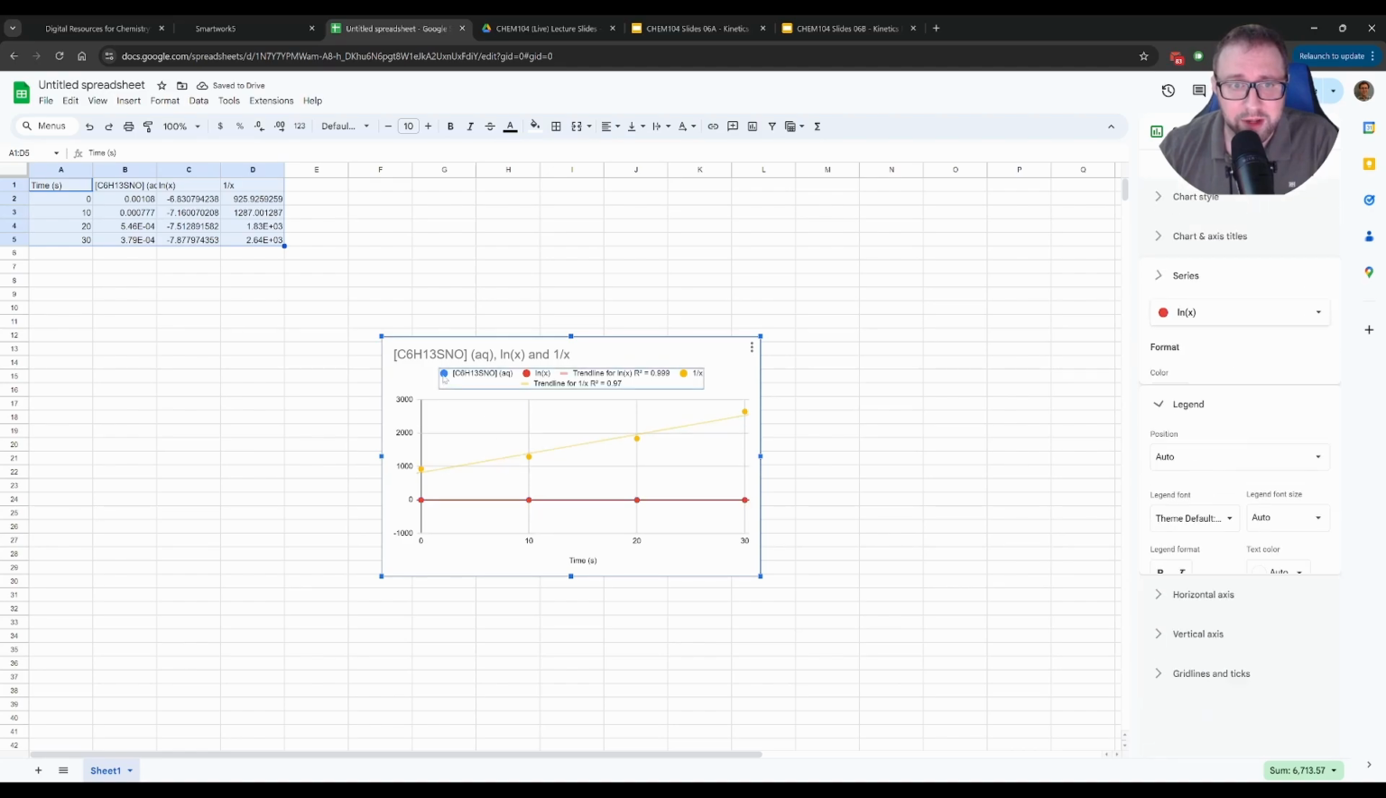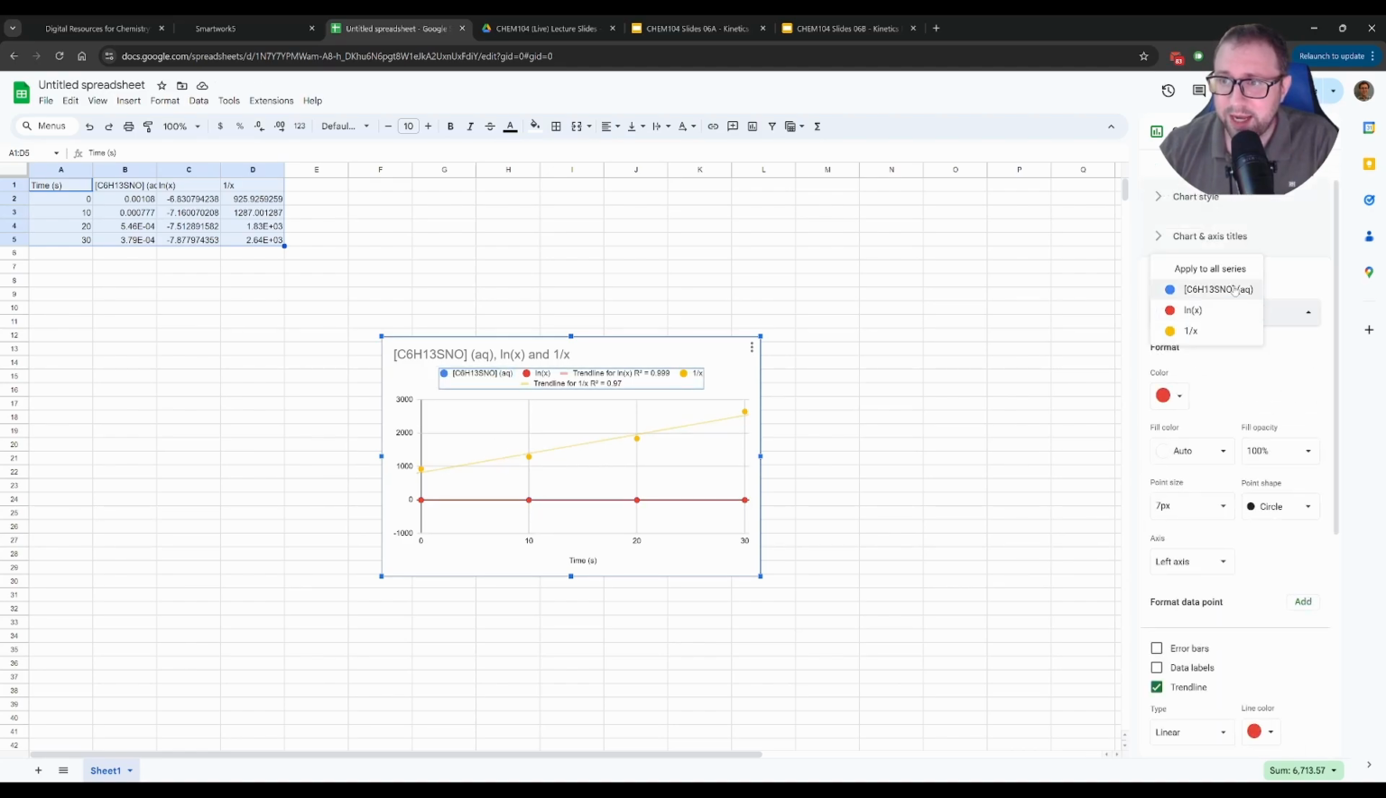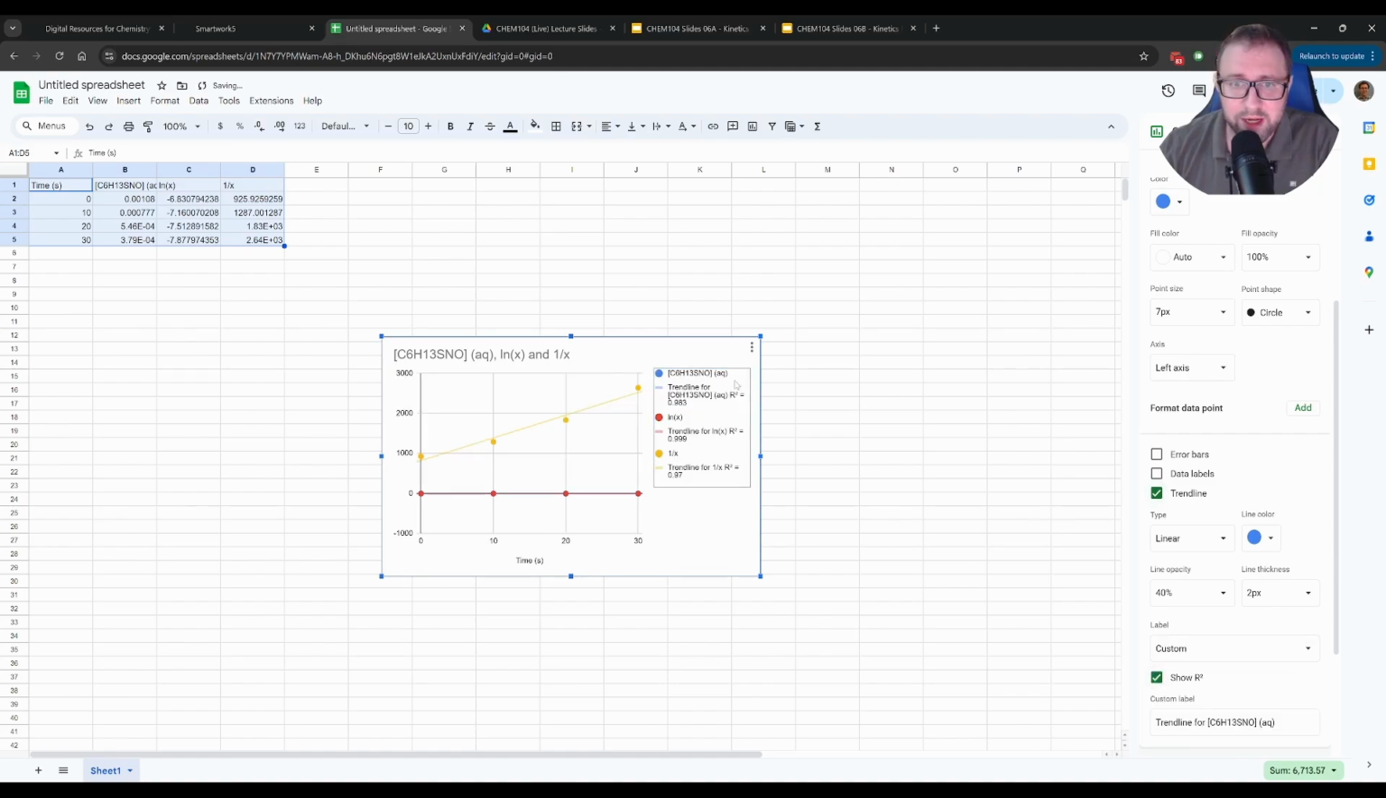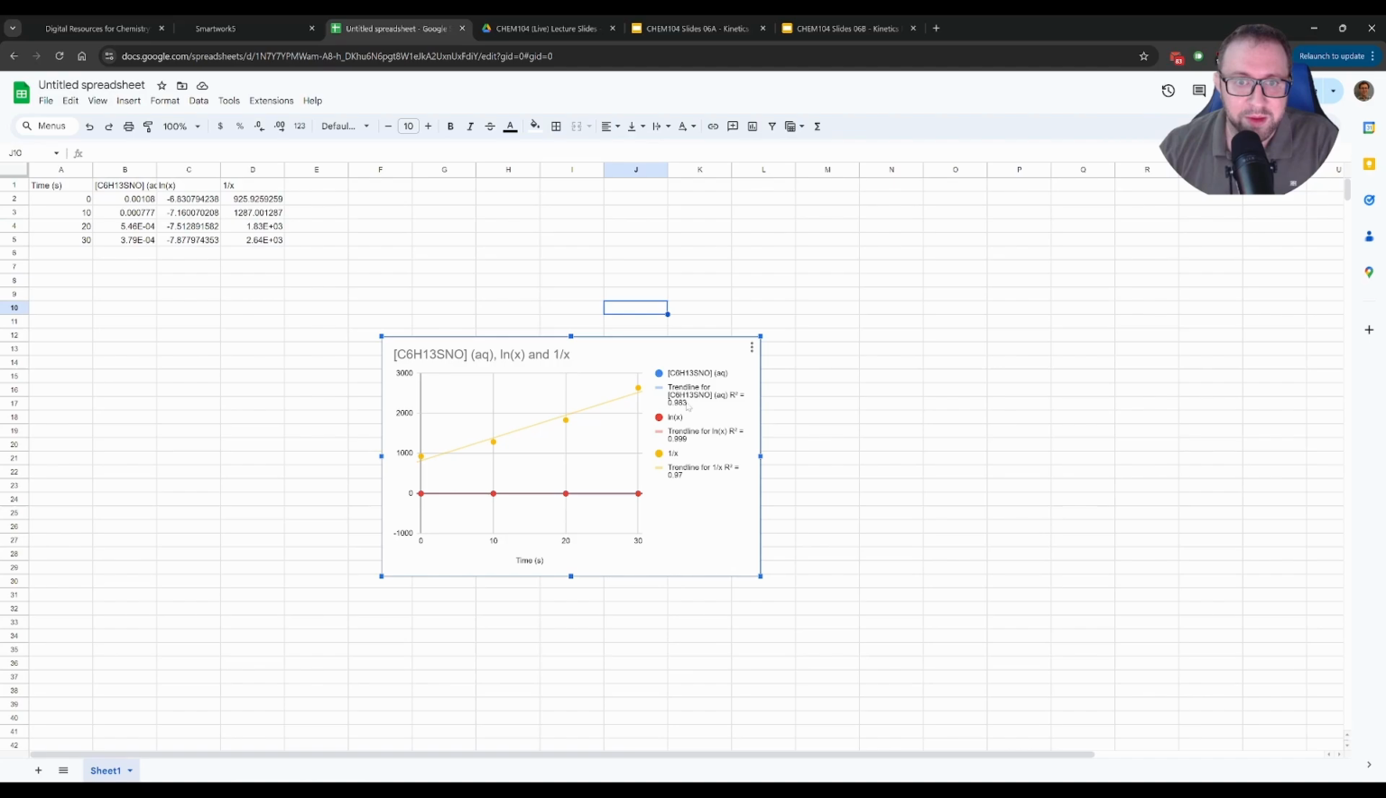I have no idea how we're going to click on our blue one. Okay, there we go. We can tab through that. Show R squared. All right, so now we have these trend lines for these 3 things. We can see from the R squared that this guy right here, natural log of x, has the best R squared. It's closest to 1. So we would predict from this data that this is a first order reaction, which again is what the problem told us, right?